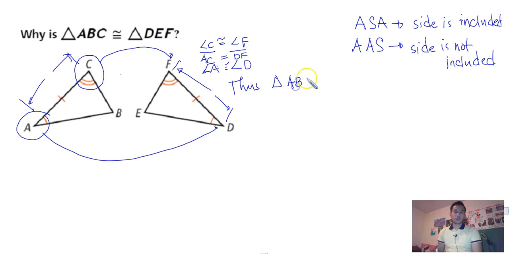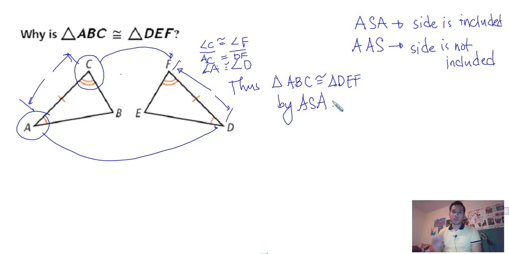ABC is congruent to triangle DEF by ASA, or angle side angle. So it's the same. The only difference is that the side can be included or not included.